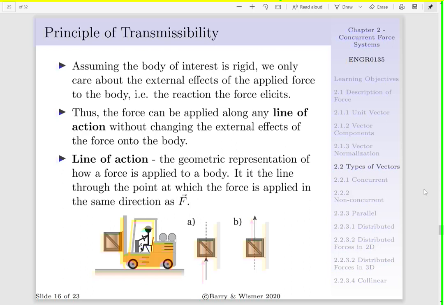Now, the principle of transmissibility states that our force can be moved along our line of action for a rigid, non-deformable body, and our body will elicit the same response. For instance, in figure A below, we can lift the crate from the bottom and it will have a tendency to move up. Or we could lift the crate from the top along the same line of action and it will still have the same tendency to move up. This makes sense. If you're able to push a car or pull a car along the same line of action, you're going to cause the same tendency for that car to move in the direction of your applied force.